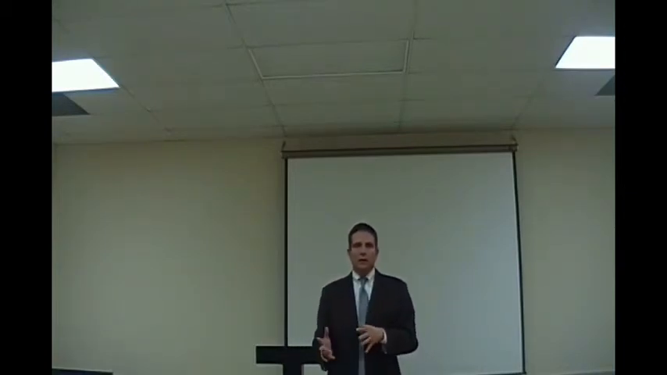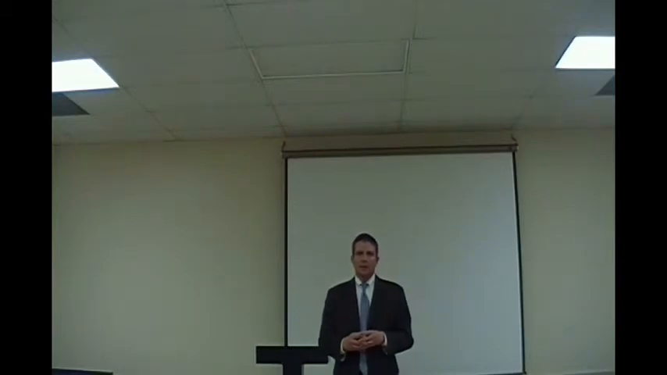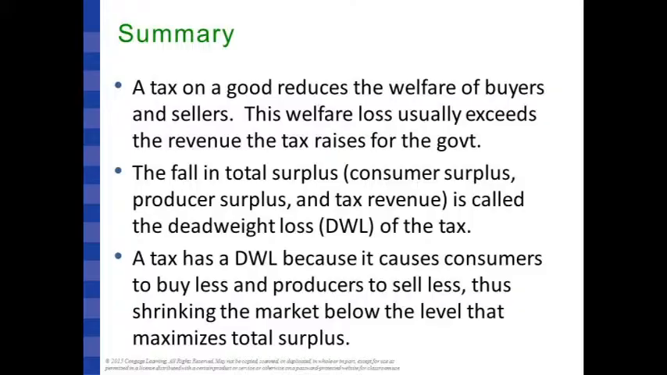How taxes reduce consumer and producer surplus, the meaning and cause of deadweight loss from a tax, why some taxes have larger deadweight losses than others, and how tax revenue and deadweight loss vary with the size of the tax. So to sum up Chapter 8, a tax on a good reduces the welfare of the buyers and the sellers of that good. And the reduction in consumer and producer surplus usually exceeds the revenue raised by the government. The fall in total surplus, the sum of the consumer surplus and the producer surplus, along with the tax revenue, is called the deadweight loss of the tax.